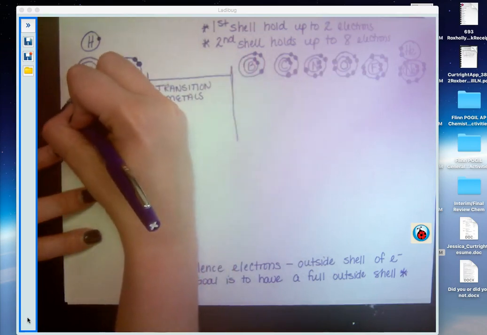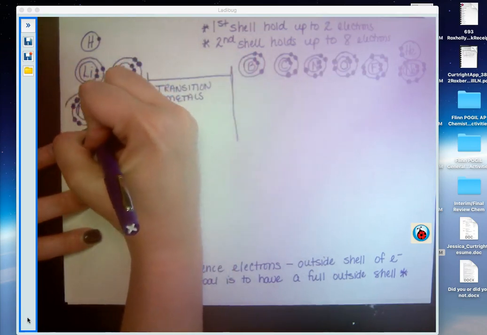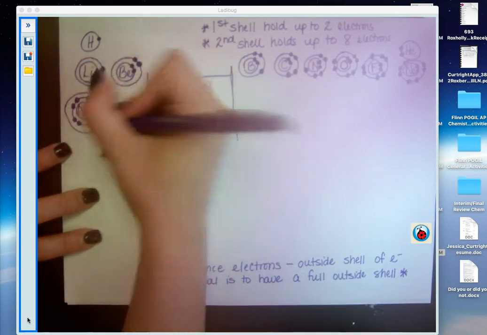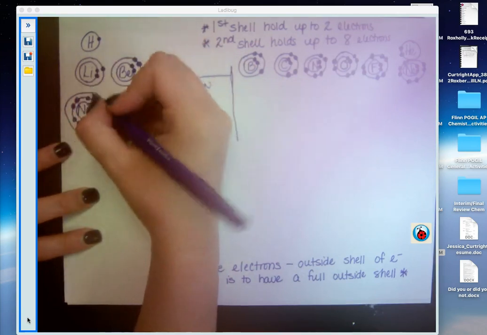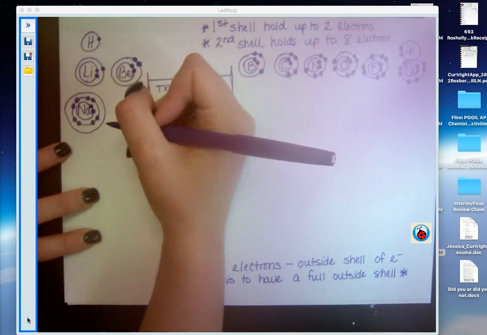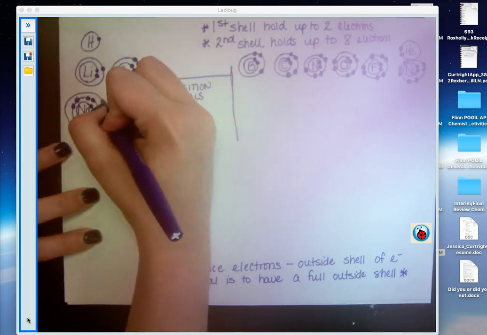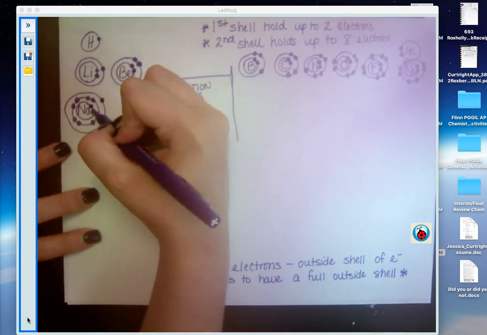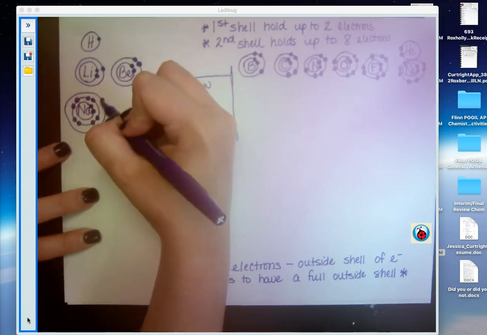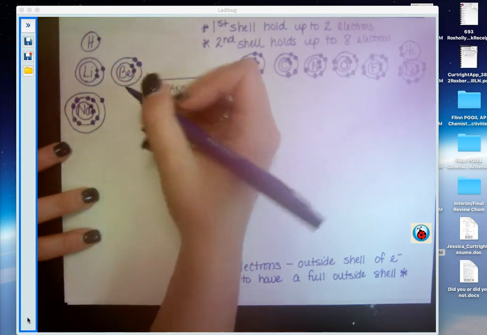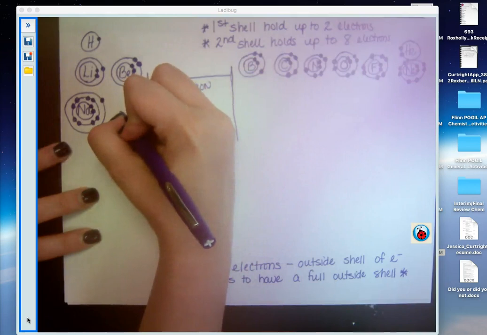Now we're going to have to add a third shell. So these atoms are starting to get bigger, if you notice. Like their radius across the circle there is getting bigger. How many electrons go in sodium's outside shell? Just 1. Because you've got 2 plus 8 is 10, plus 1 is 11.